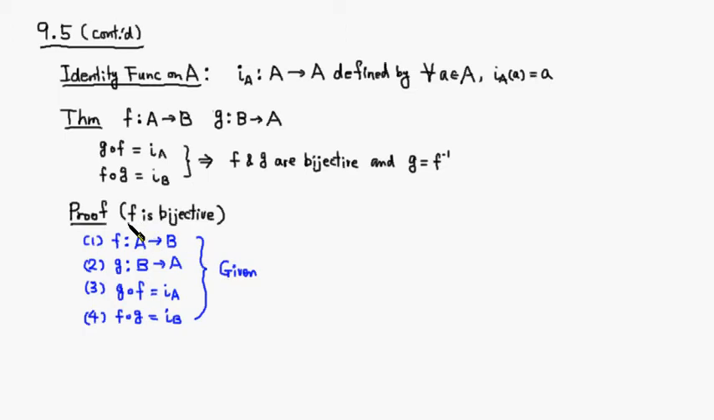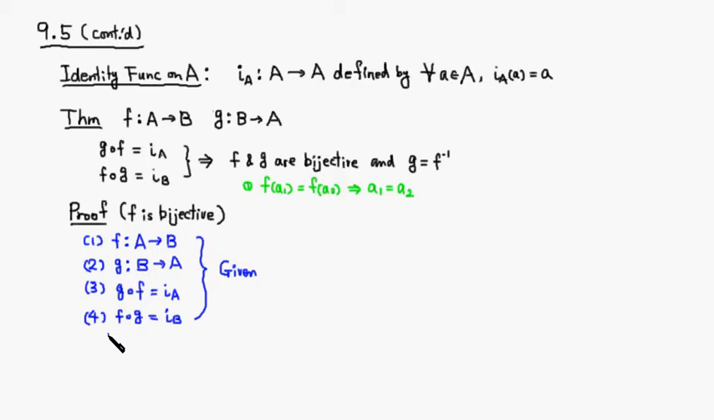Since we need to show that f is bijective, we have to show that f is one-to-one first. Let's do that. So what do we need to show? We need to show f of a1 equals f of a2 implies a1 is equal to a2. Let's try to show that.